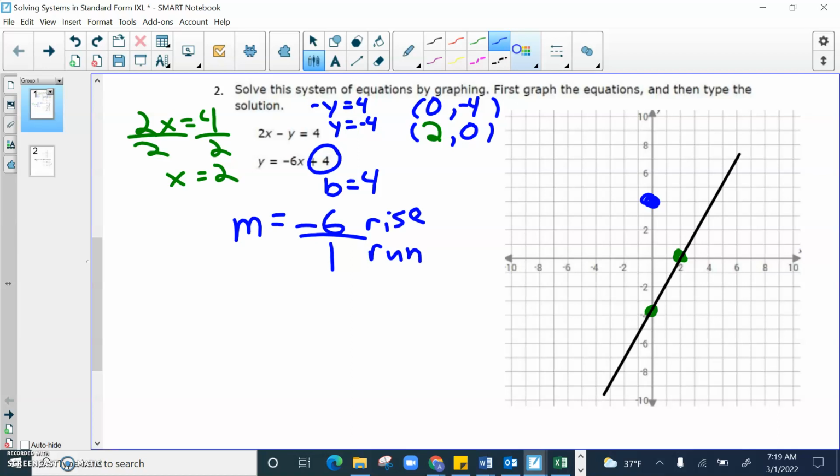So I start at this point. I'm going to go down 6. 1, 2, 3, 4, 5, 6, and over 1. Plot my point. Get out your ruler.